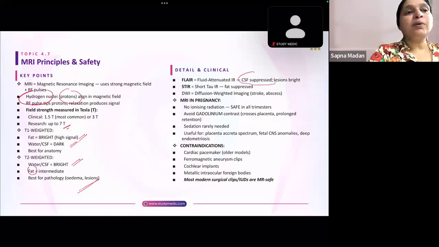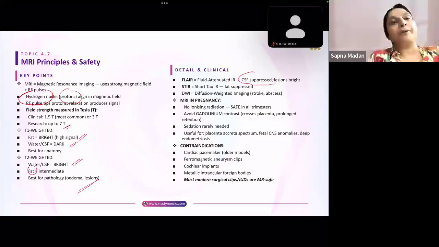So why is this important? Because if the CSF is suppressed, then the areas around it, okay, if there are lesions or edema or inflammation around it, around the ventricles, around the spinal cord, they will appear bright, okay? Otherwise, the edema is also bright, CSF is also bright. So how do we make out what is the difference? So we modify the T2 and we suppress the CSF.